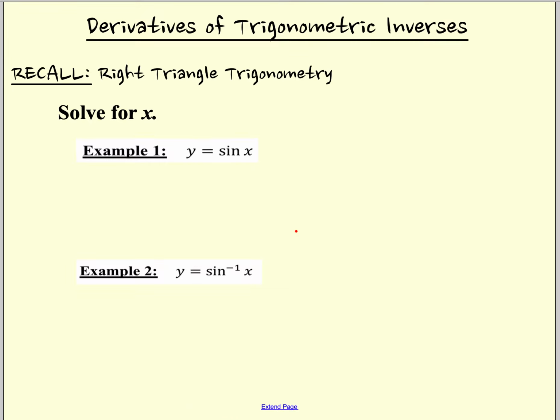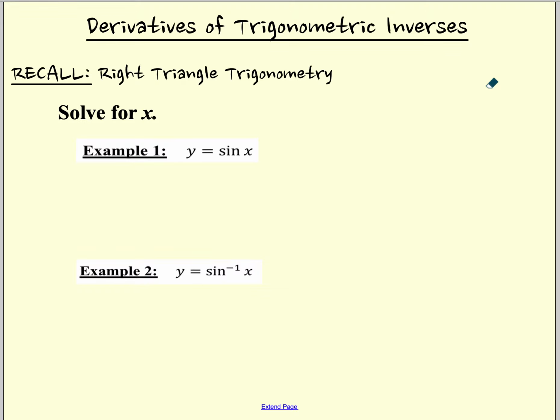All right, we're going to go ahead and find the derivatives of trigonometric inverses. So inverse trig functions, we want to be able to find their derivatives, okay? And the way we're going to do that is through implicit differentiation. But before we dive into taking the derivative, we need to recall a little right triangle trigonometry, okay? So we're going back to even a little geometry, a little bit of trig.